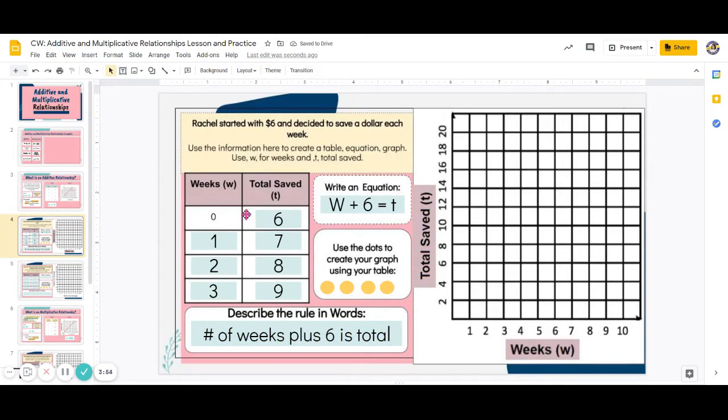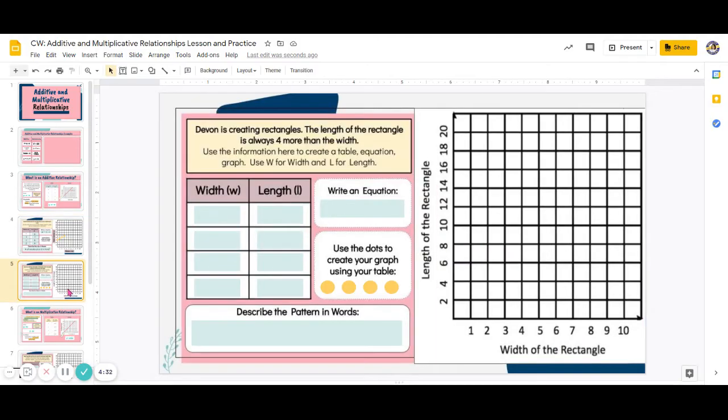Now let's put on the dots. The table here gives you your ordered pairs. So our first ordered pair is 0, 6. I go over 0, up 6. On the x-axis, I go over to 0, right here, and then up 6. Notice my dot is not on 0. That's what makes it additive. Next, over to 1, up to 7. Over to 2, up to 8. Over to 3, up to 9. Very nice.